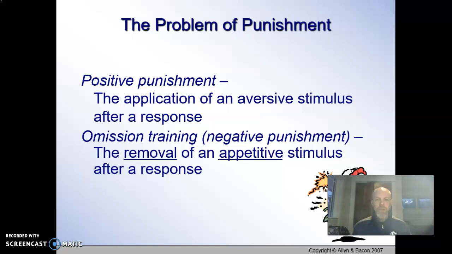Or omission training, which is negative punishment. I'm going to take something away that you want after a response. So go back to the bad grades and driving privileges. You get bad grades. I don't want that. I want that behavior to stop. So what do I do? I take away your driving privileges.